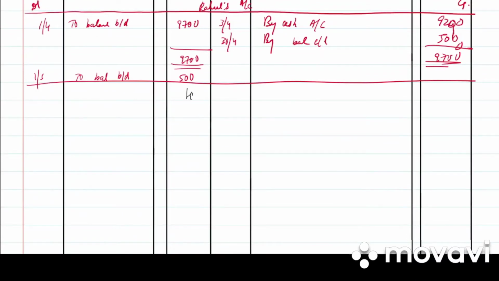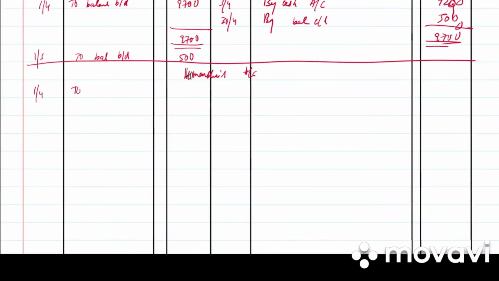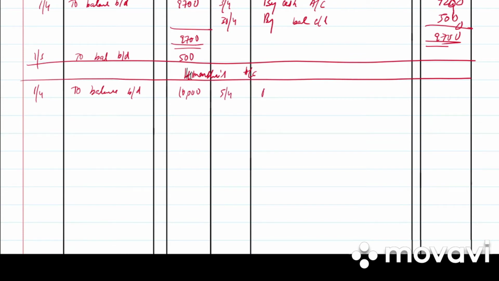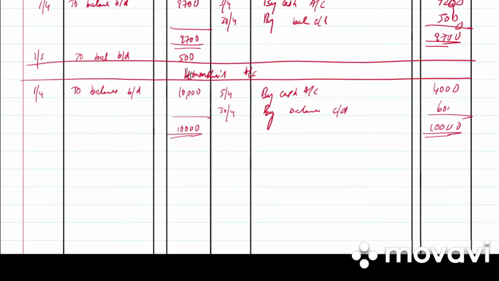Next we have Himanshu's account. Again debit side, credit side. Draw the format. 1st April to balance brought down 10,000. 5th April on the credit side by cash account 4,000. What's the total? 10,000 of the debit side. So 30th April by balance carried down 6,000. 1st May to balance brought down 6,000.